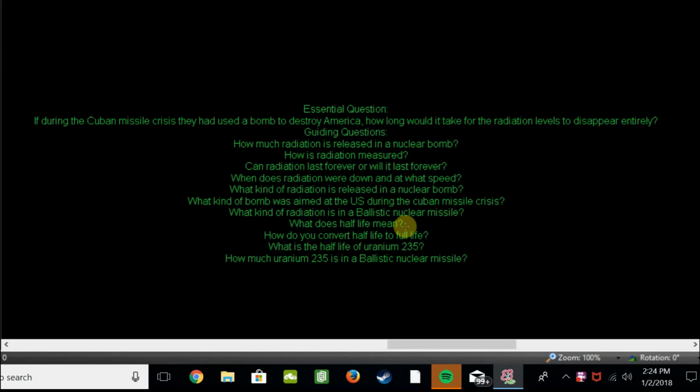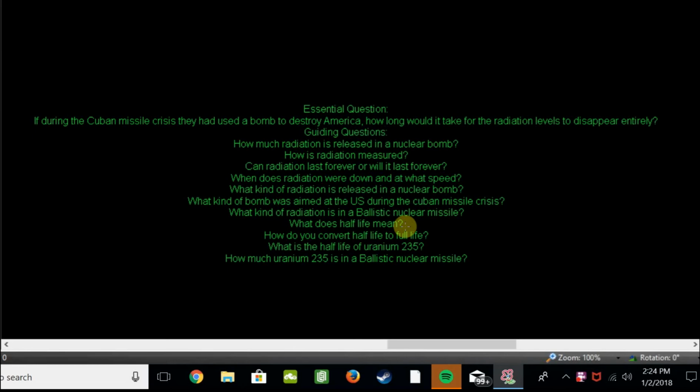My guiding questions for that are: how much radiation is released in a nuclear bomb? How is radiation measured? Can radiation last forever? When does radiation wear down, and at what speed? What kind of radiation is released in a nuclear bomb? What kind of bomb was aimed at the U.S. during the Cuban Missile Crisis?